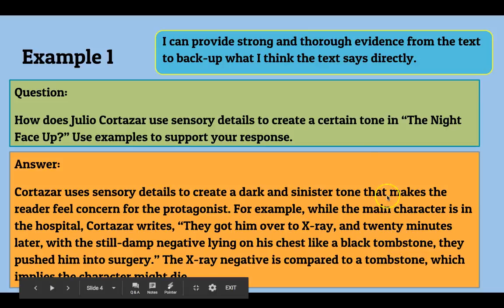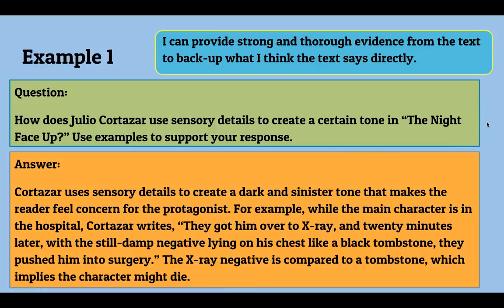So let's look at some examples. The first example we're going to look at is I can provide strong and thorough evidence from the text to back up what I think the text says directly. So let's take a look at a sample question. How does Julio Cortázar use sensory details to create a certain tone in The Night Face Up? Use examples to support your response.